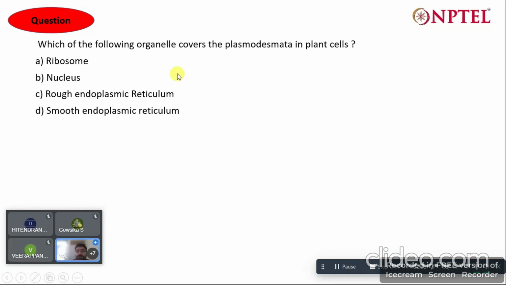Which of the following organelles covers the plasmodesmata in plant cells? The options are ribosome, nucleus, rough endoplasmic reticulum, or smooth endoplasmic reticulum. Can anyone take a guess?